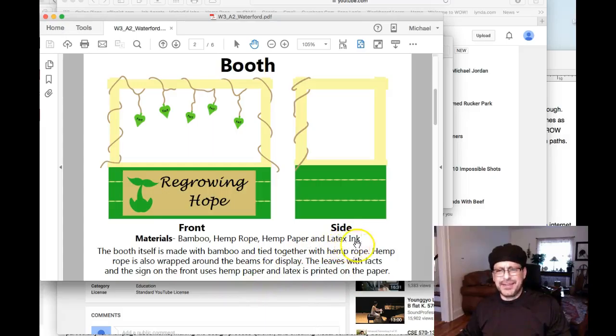I don't know about latex ink. I think that's highly toxic. Try to use soy inks or even vegetable-based inks, but latex ink, I'm pretty sure that's very toxic. Hemp is wonderful. Bamboo is wonderful, but you're saying these are materials you're using, but where?